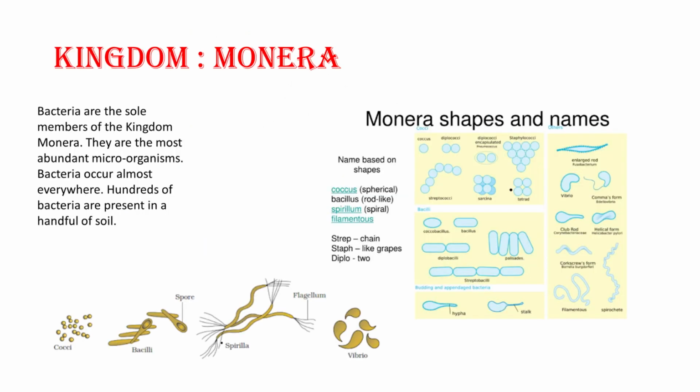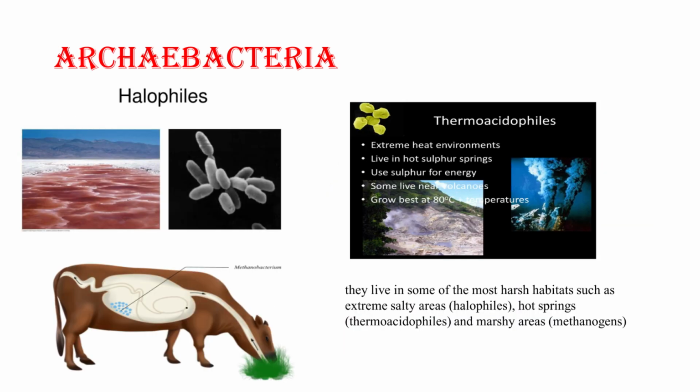They are the most abundant microorganisms. Bacteria occur almost everywhere. Hundreds of bacteria are present in a handful of soil. They also live in extreme habitats such as hot springs, deserts, snow, and deep oceans. These microorganisms are grouped under 4 categories based on their shape: the spherical coccus, the rod-shaped bacillus, the comma-shaped vibrio, and the spiral-shaped spirillum. These bacteria are special since they live in some of the most harsh habitats such as extremely salty areas, halophiles, hot springs, thermoacidophiles, and marshy areas and the gut of cattle responsible for production of methane gas, methanogens.